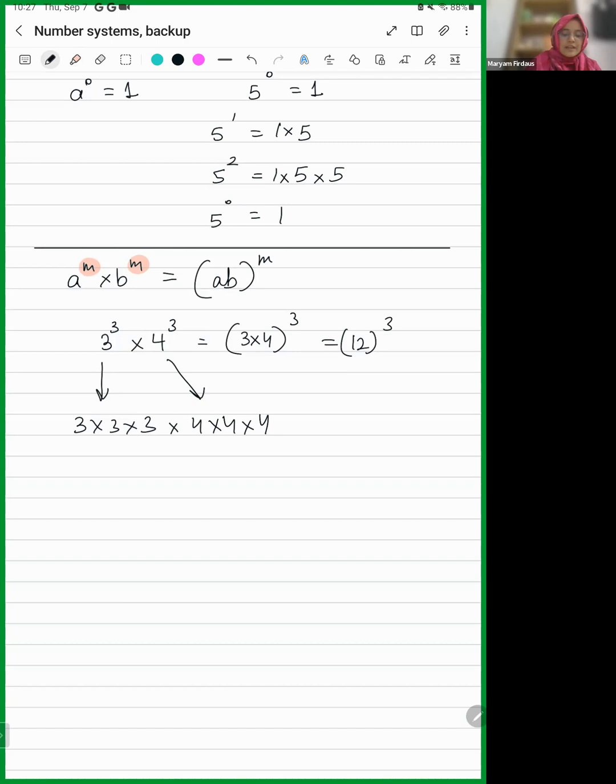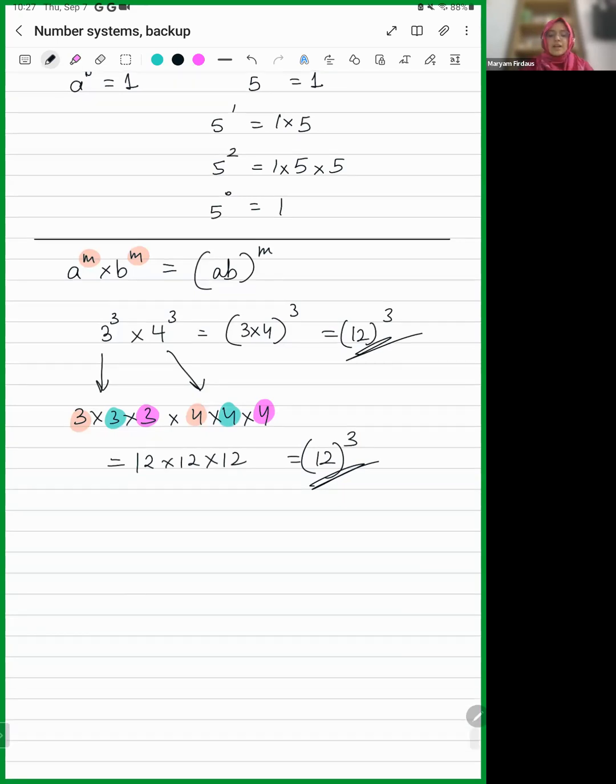Now it's very simple. 3 into 4 becomes what? 12. This 3 into 4 becomes 12, this 3 into 4 becomes 12, so this is 12 into 12 into 12. How many times are we having 12? 3 times. That is why we get 12 to the power 3.